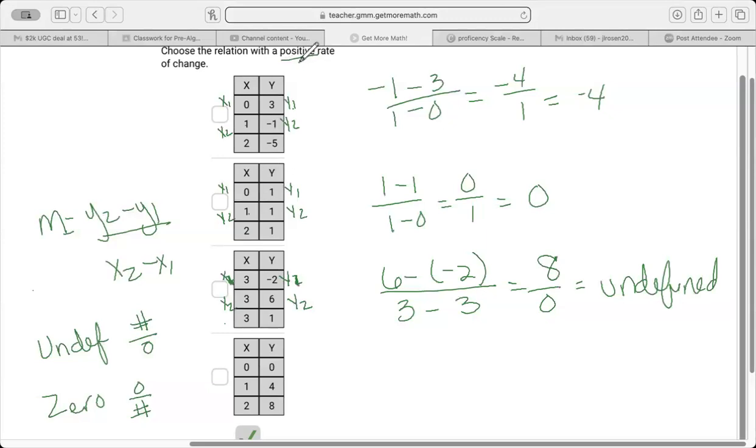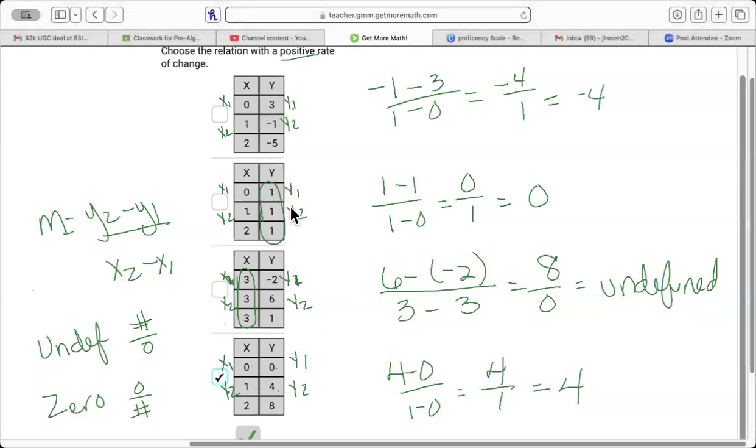So when I'm looking for positive to make this a lot less work, when my y's repeat, it's going to be 0. When my x's repeat, it's going to be undefined. Now I can prove if it's this one or this one, right? So again, x1, y1, x2, y2, y2 minus y1 is 4 minus 0, and 1 minus 0 equals 4 over 1, which equals 4, which is positive, so that has to be my answer.